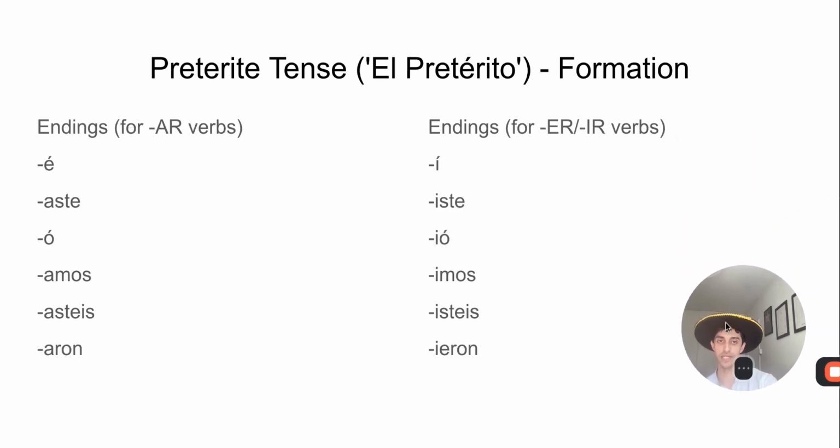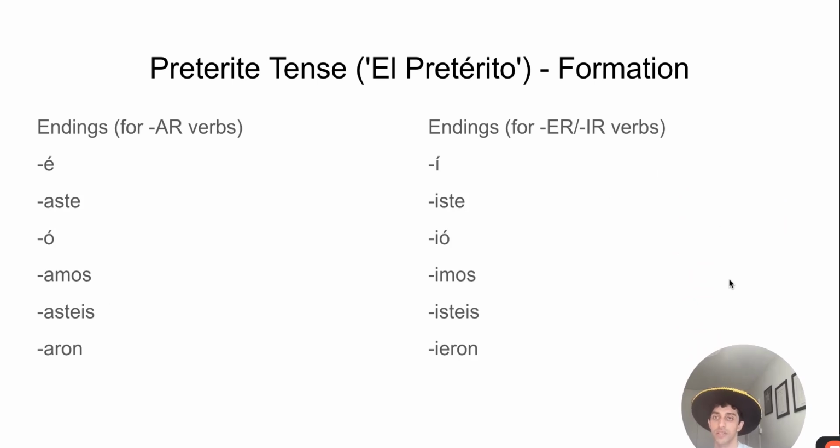So here we go. These are the sets of endings for verbs in the preterite tense in Spanish. Again, you've got two sets of endings, as you can see, and they're split up exactly the same way as they were for the imperfect tense. So on the left, we have the set of endings for AR verbs only. And those are é, aste, ó, amos, asteis, aron.